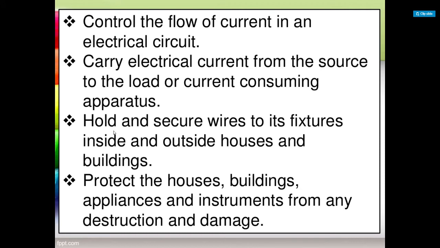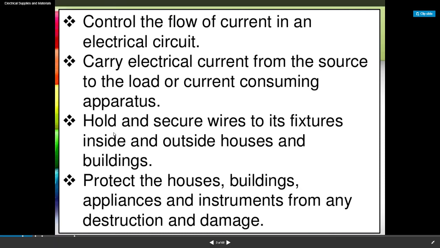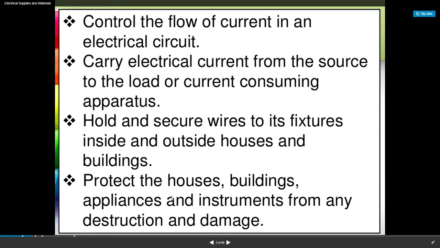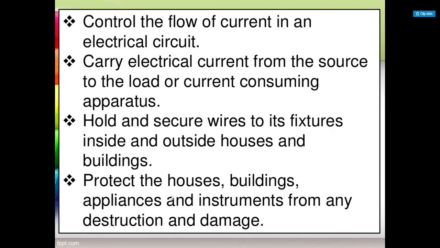Next, protect the houses, buildings, appliances, and instruments from any destruction and damage. So how do the electrical supplies protect the building? Are they going to watch the building like security guards that protect the people and watch the vicinity of the campus? Is that how they protect the houses and buildings?